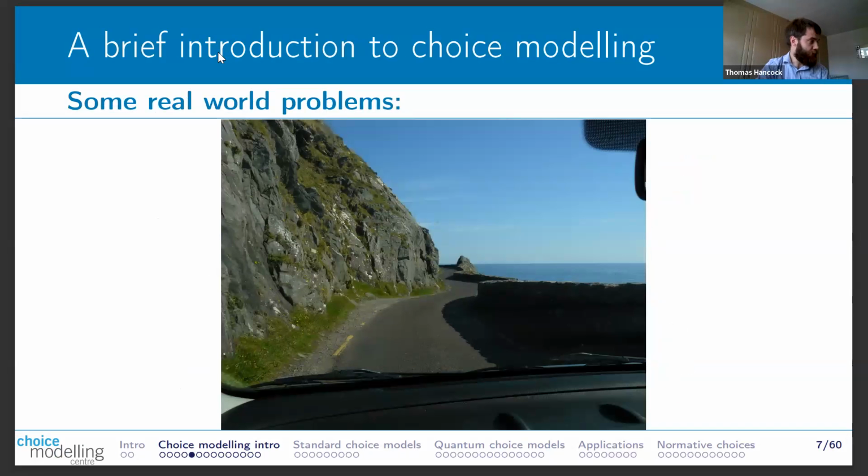So what sort of real-world problems might we actually be looking at? So here's a very nice scenic route on the coast of a recent holiday I went on. But this was not a safe road. It did not feel safe in the slightest. I don't know what would have happened if it would come up against someone driving the other direction. So how much would you be willing to pay to make this road safer?